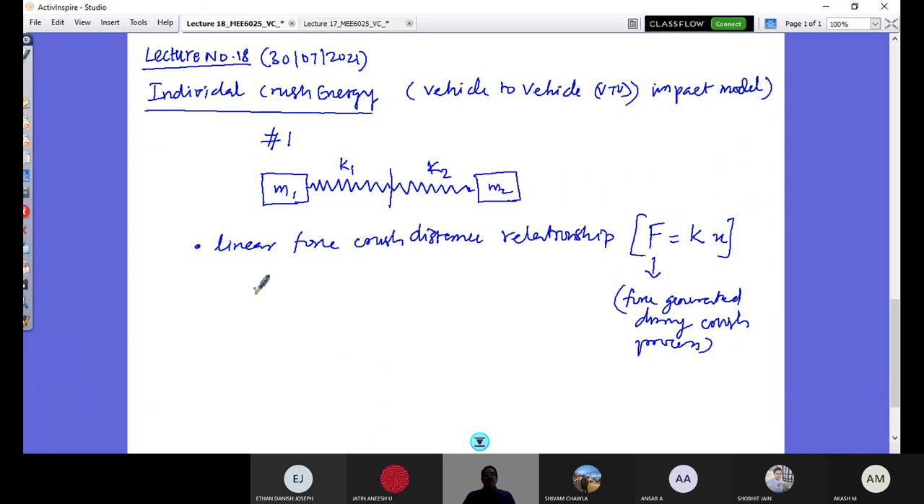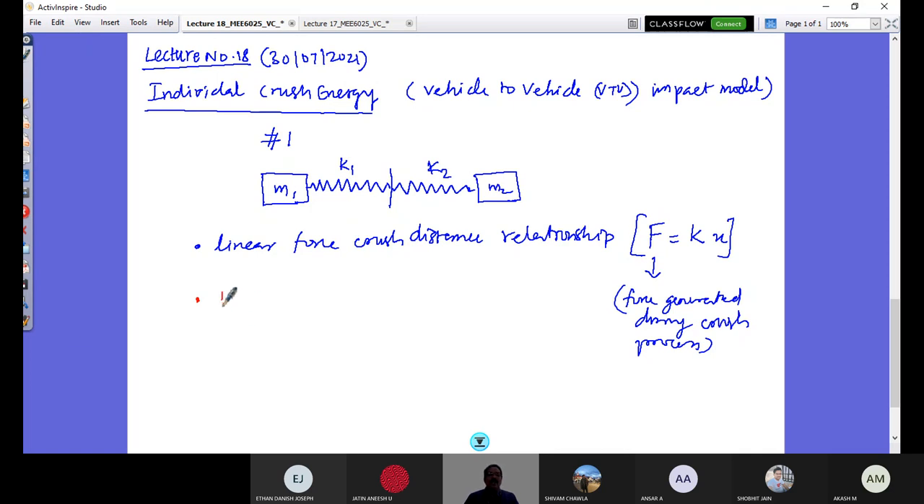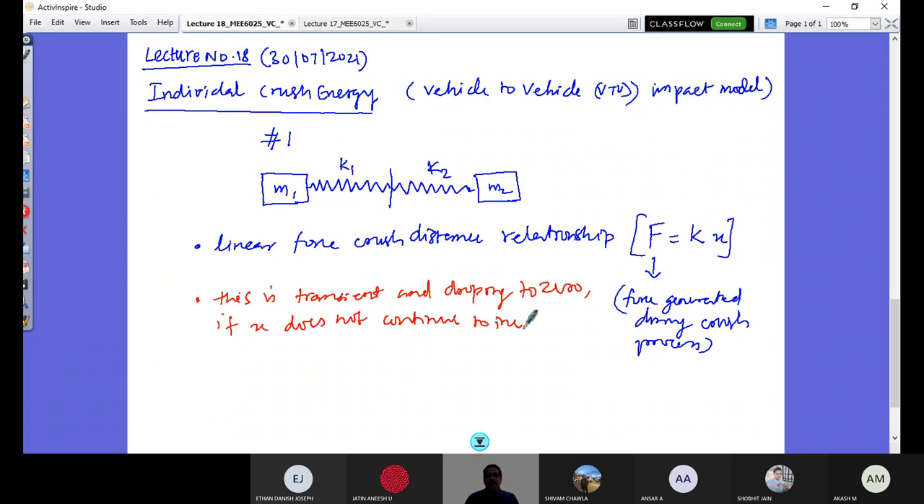Now, importantly, when you take a spring mass system with linear springs, we know that the force in the spring stays constant at any given value of X, since K is constant. Whereas in the collision process, you should be aware that the force is transient in nature, dropping to zero if X does not continue to increase. What do we mean by continue to increase? Otherwise, that is the unloading process.